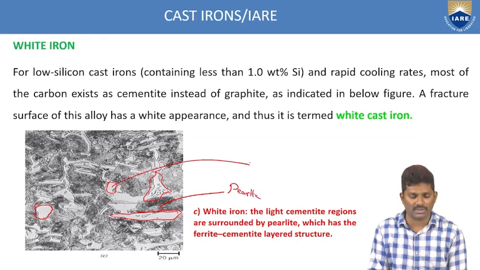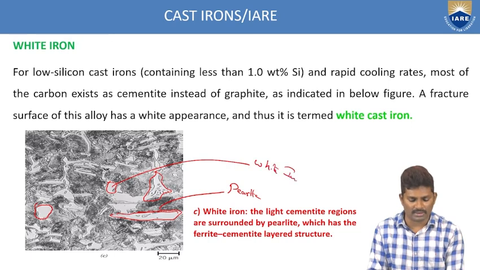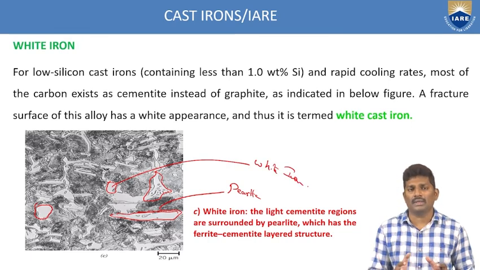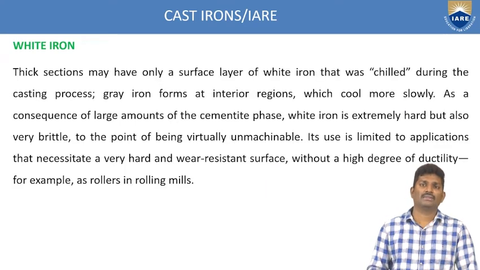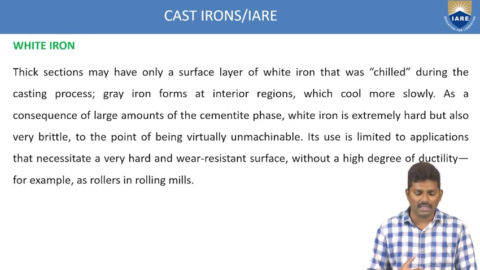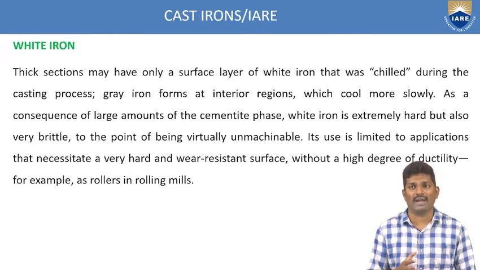And the white patches you are seeing, it is white iron. So like that, you have to identify what type of composition you are having for the different types of irons. And these thick sections, whatever thick sections we are seeing, have only a surface layer of white iron. That's why when you do the cooling process, the gray iron forms at interior regions. So in the interior, we can identify again the gray regions.